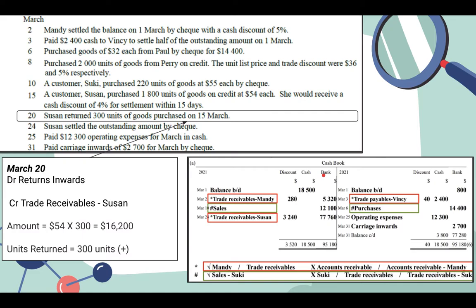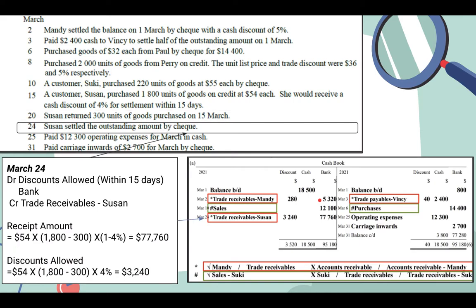Returns inward again doesn't relate to the cash book, so it only appears on the income statement. 24th, settlement by check. Then we receive money, someone settled the payment to us, from Susan, then trade receivable Susan. If you count 15 days, as long as it's settled before 30th of March, we still give them the cash discount. So they still have the cash discount of 4%. So the settlement is here, discount allowed is here.